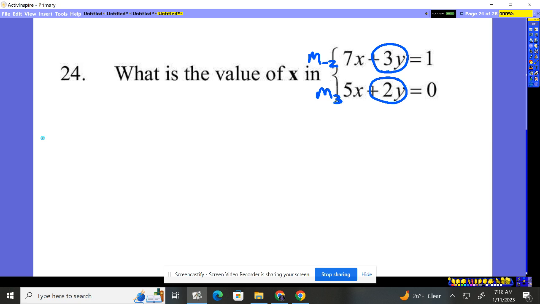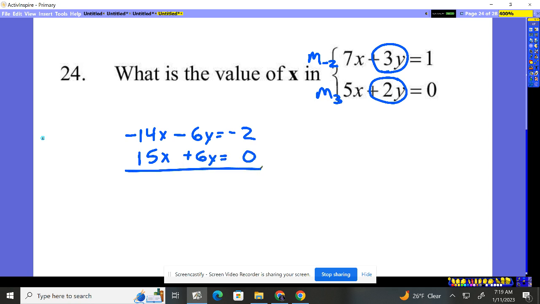So multiply by negative 2. Top, everybody gets multiplied by negative 2. So it gives me negative 14x. Negative 2 times that 3 will be a minus 6y. Negative 2 times that 1 is negative 2. Now on the bottom, I multiply by 3, we said, 15x. By 3 will give you a 6y, and by 3 times 0 is 0.